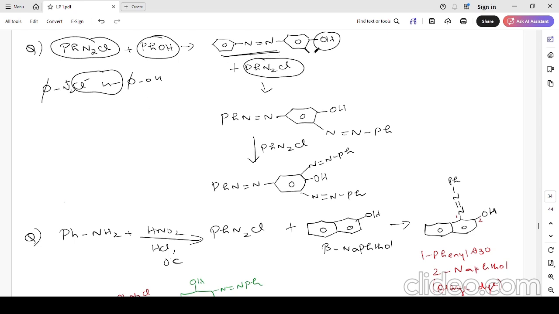So this hydrogen is still available. So what happens? I am having N2+ Cl-. Push it off. I have N double bond N-Ph. One more time benzene diazonium halide is coming out. So again I can go for this reaction here. Push it off HCl. Okay, copy down the reaction.